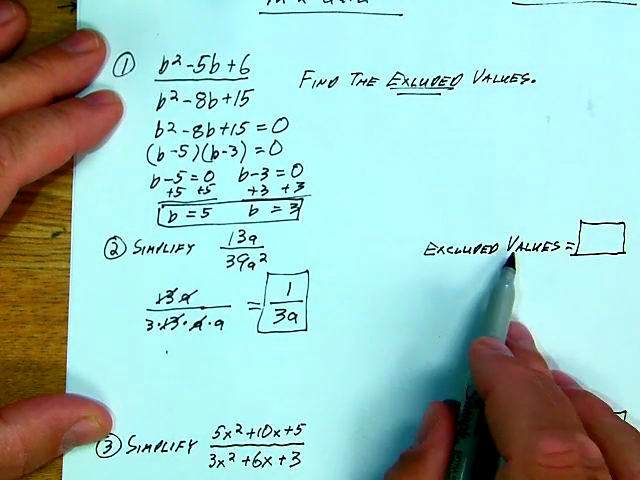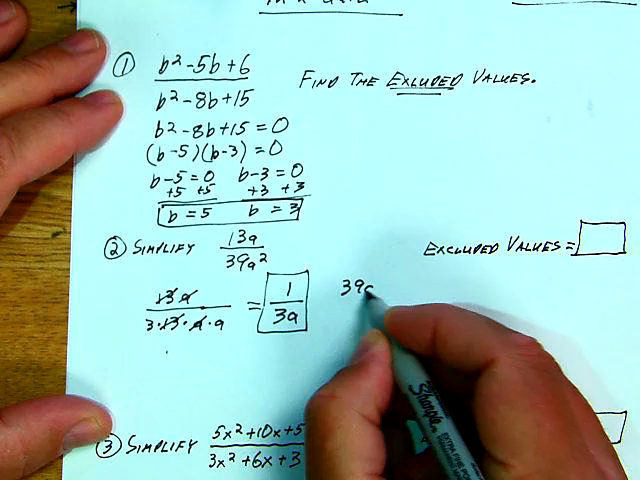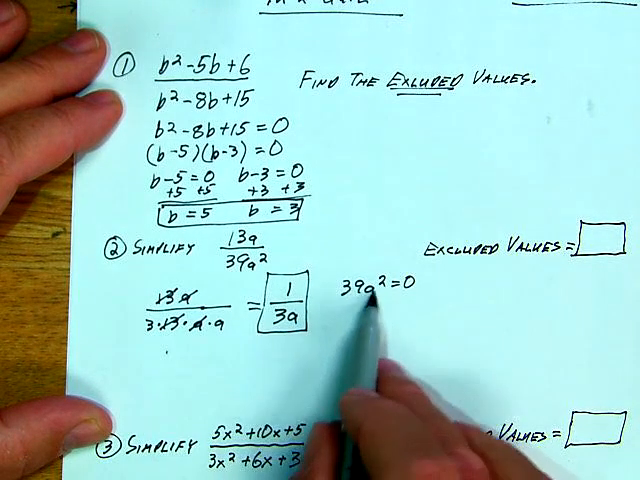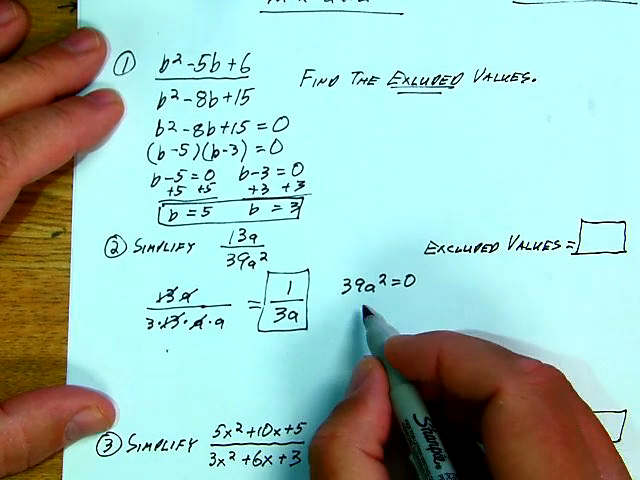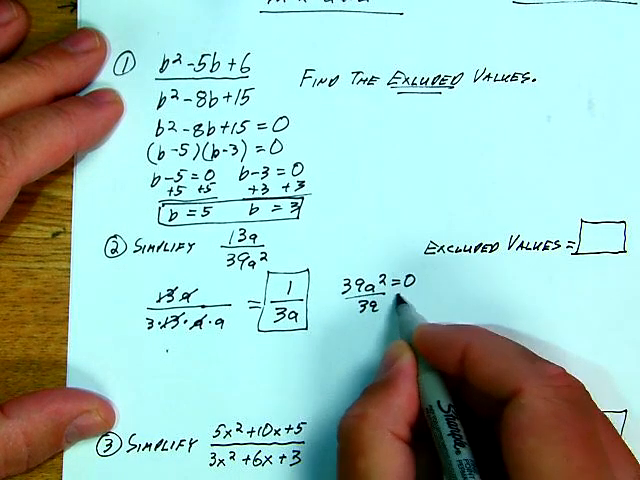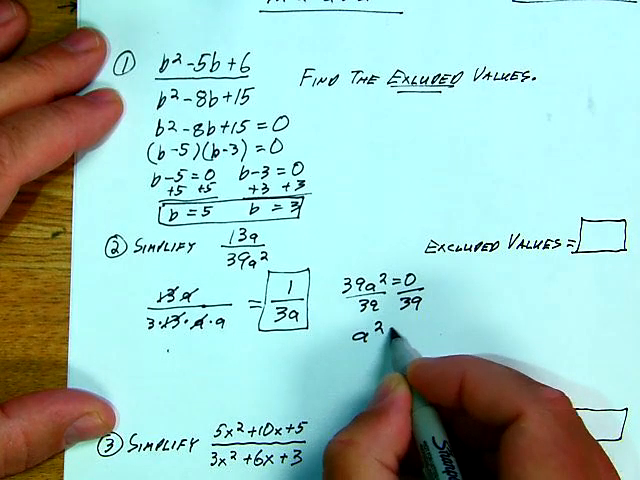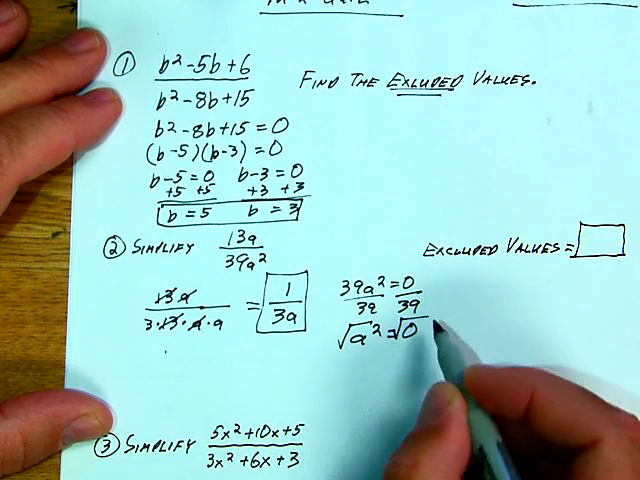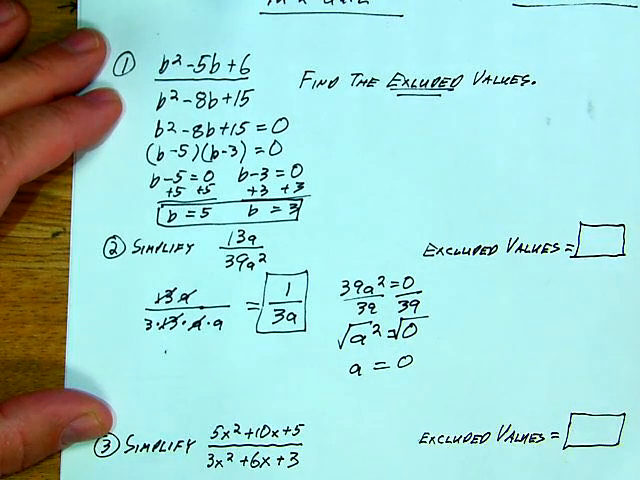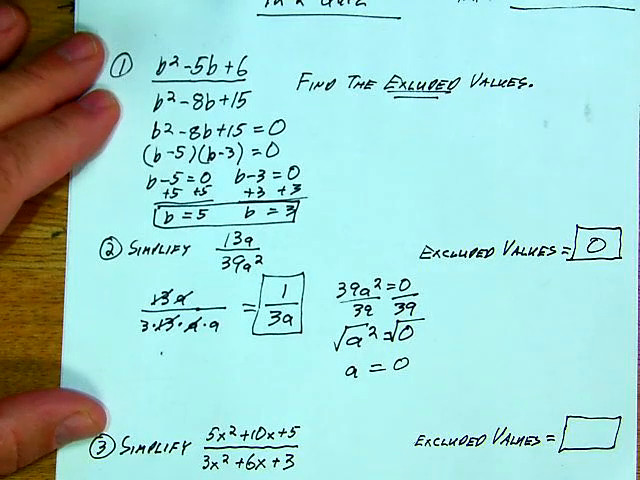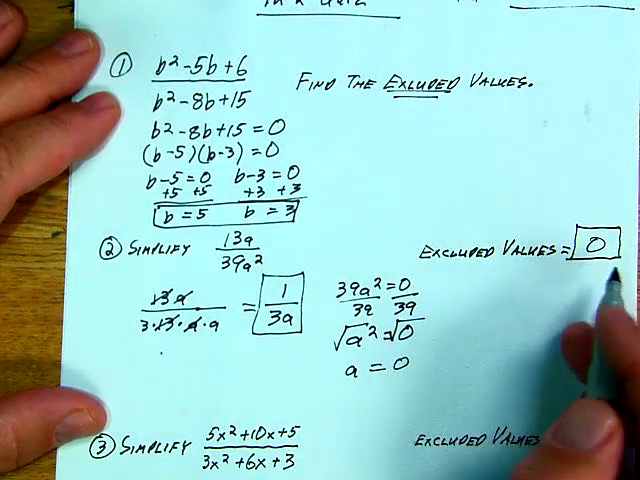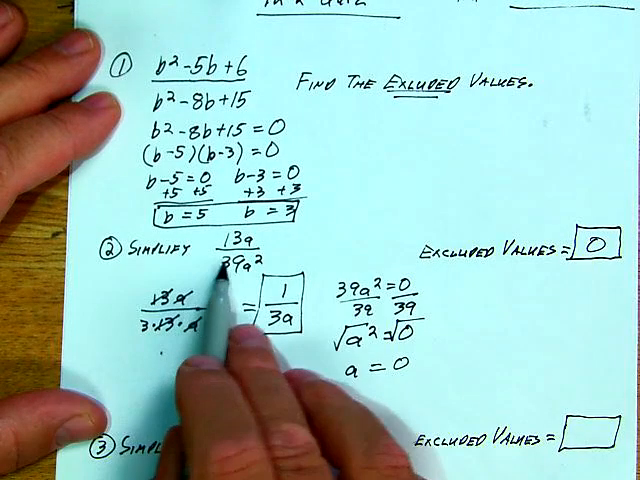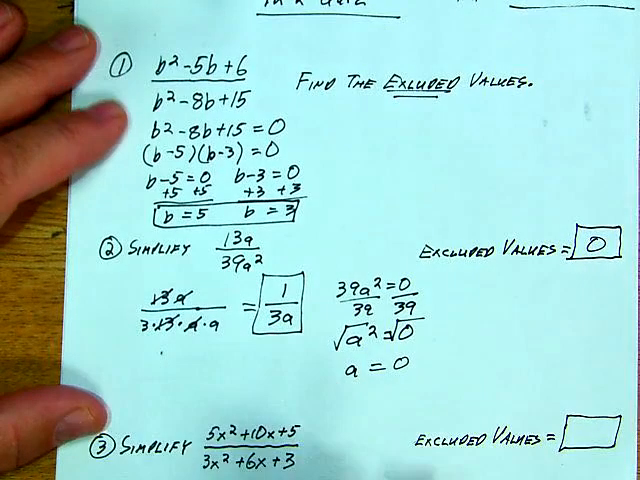But now I need to find the excluded values. So I say 39a squared is equal to 0. Remember, I just take the bottom part of my fraction and set it equal to 0 and solve for whatever variable is there. So I can divide both sides by 39, and I get a squared is equal to 0. I then take the square root of both sides. a is equal to 0. So that is my excluded value. And that makes sense if I check it back here. The only number that a could be to make the bottom 0 would be 0. 39 times a times 0 is 0.